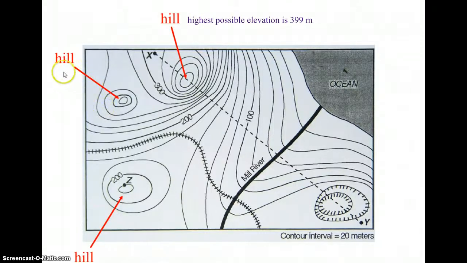If we take a look at this hill, we could figure out the same thing down here. In this case, here's 200. So the circle where letter Z is, that's 220. The next line would be 240, so the elevation can't be that high. It's got to be underneath that. So the highest would be 239.